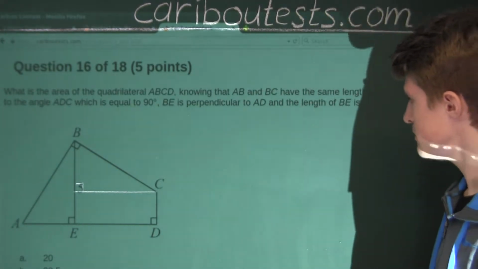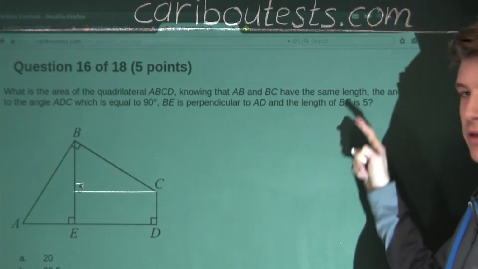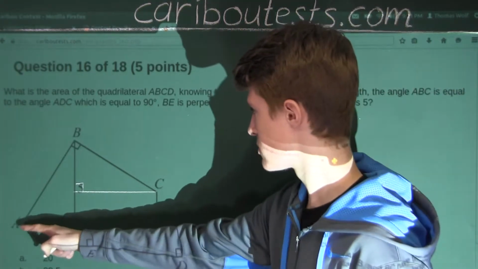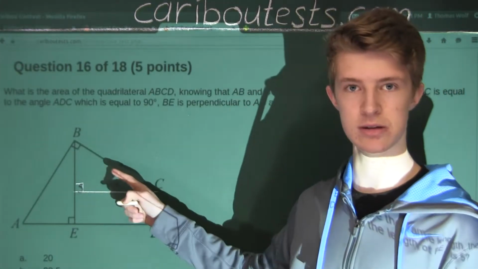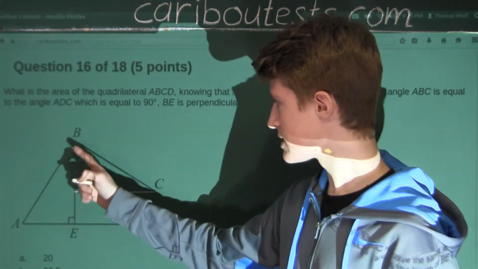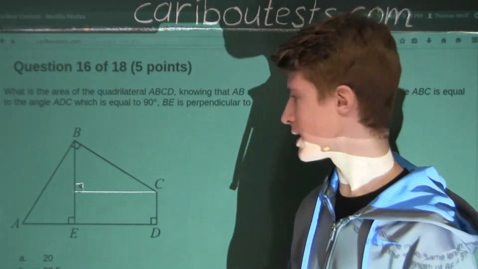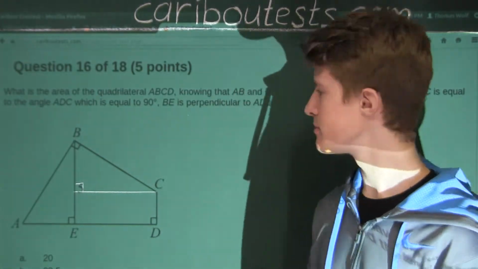Now, from the question, we know that AB and BC both have the same length. So this is equal to this. So they are both the hypotenuse of the triangle. So therefore, since they both have the same shape and size, these two triangles must be congruent to each other.